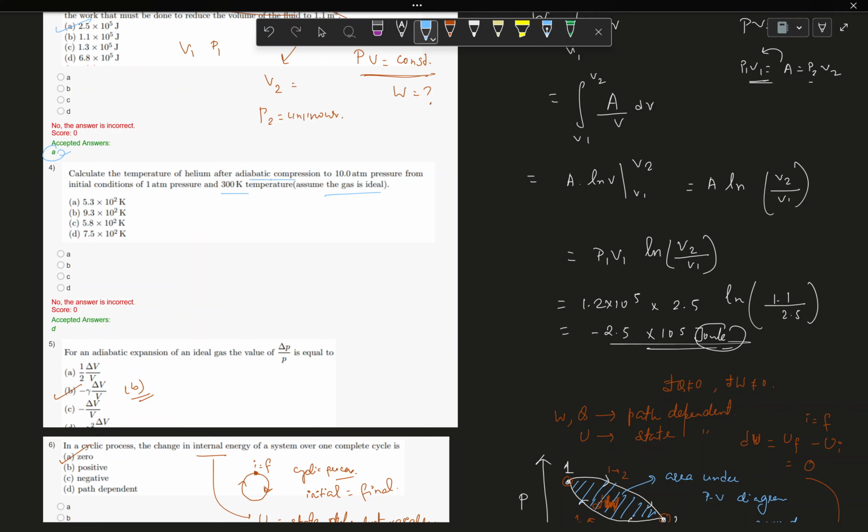So adiabatic means no heat exchange allowed, dq equal to 0. The final pressure is P2, 10 atmosphere, initial pressure is P1, 1 atmosphere. And the gas is helium, which is a monoatomic gas, remember. Now we have to get the final temperature. Your initial temperature was T1, initial pressure is 1 atmosphere. After the compression, the pressure has increased to 10 atmosphere. Now we have to calculate the final temperature, T2.